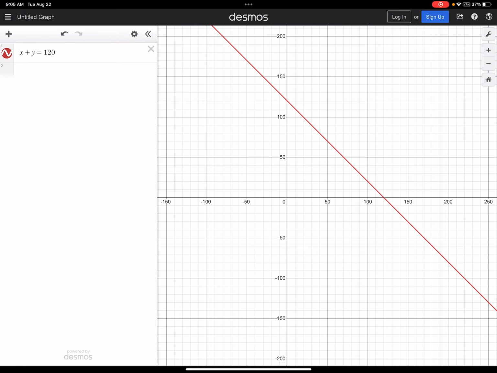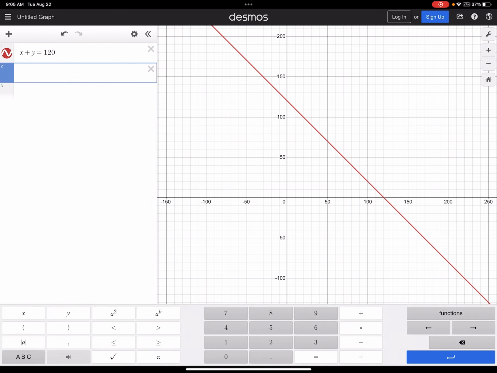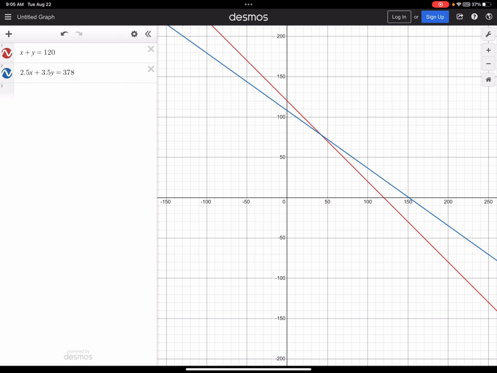Now this is a linear equation, so I'm not surprised to see that it produces the shape of a line when graphed in the xy plane. Now the second equation, I'll graph that in line 2. This one was 2.5x plus 3.5y is equal to 378. And this is also a linear equation, hence it produces the graph of a line. And in this case, we are looking for a point xy that satisfies both equations at the same time. In other words, it's got to be on both graphs at the same time. So we're looking for points of intersection.